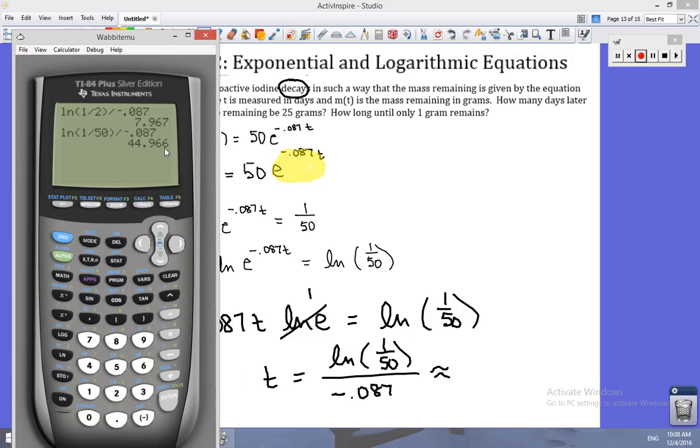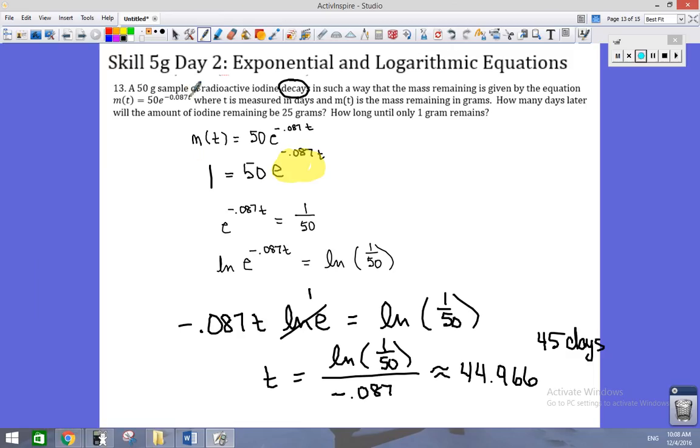So 44.96, and again, even though we might have an exact answer like this, if I'm just telling somebody how long it takes, I'm going to say it takes 45 days. Because that's so close, if you start with a 50-gram sample of this radioactive material, then in 45 days, most of it decays and it becomes a 1-gram sample. Alright, so I hope that helps, and I'll do these other ones in separate videos, so talk to you later.